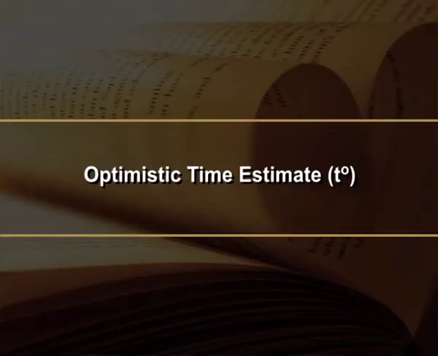Let us have a brief description of each of these time estimates. First one, optimistic time estimate. It is the shortest possible time in which an activity can be completed under ideal conditions if everything goes well. There is very little chance that the activity can be done in less than the optimistic time. It is the estimate of the minimum possible time which an activity will take to complete within ideal situations.